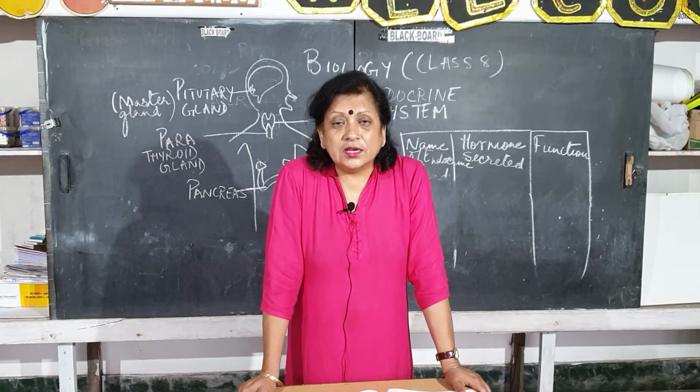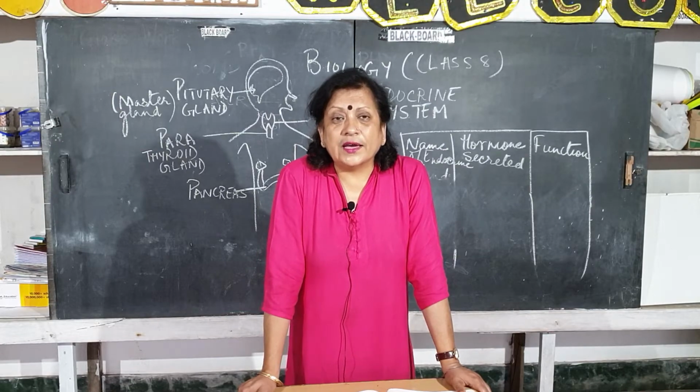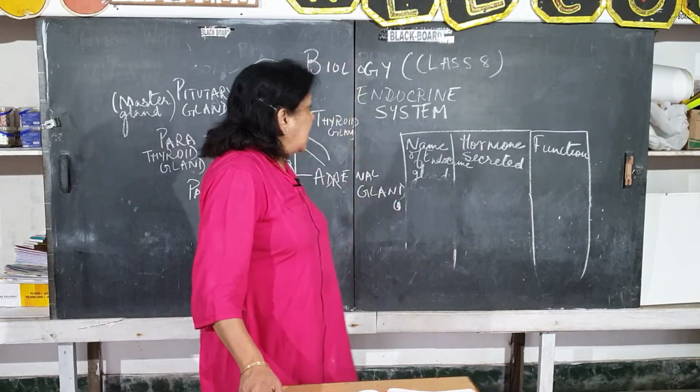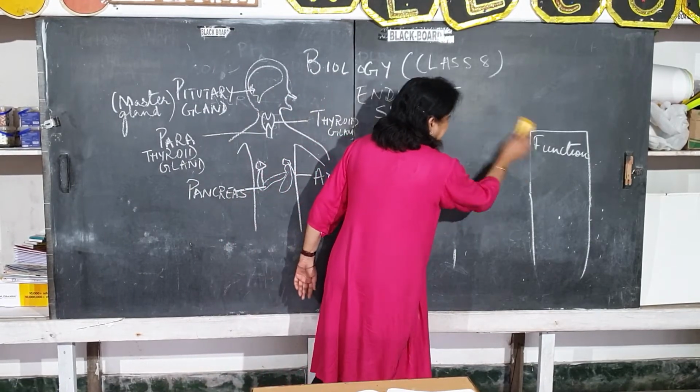Now let's look into the next part of this chapter. How are endocrine glands different from the other glands in the human body, that is the exocrine glands?